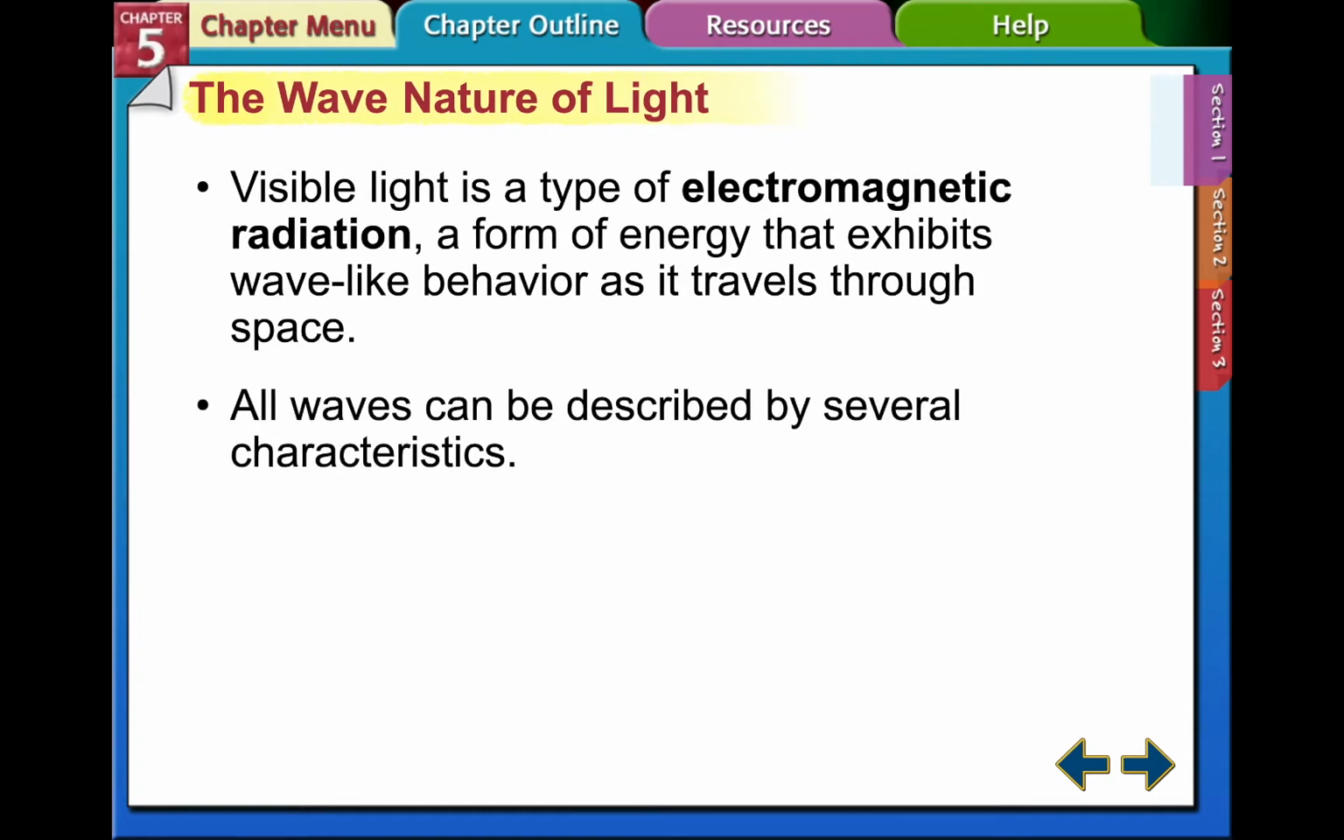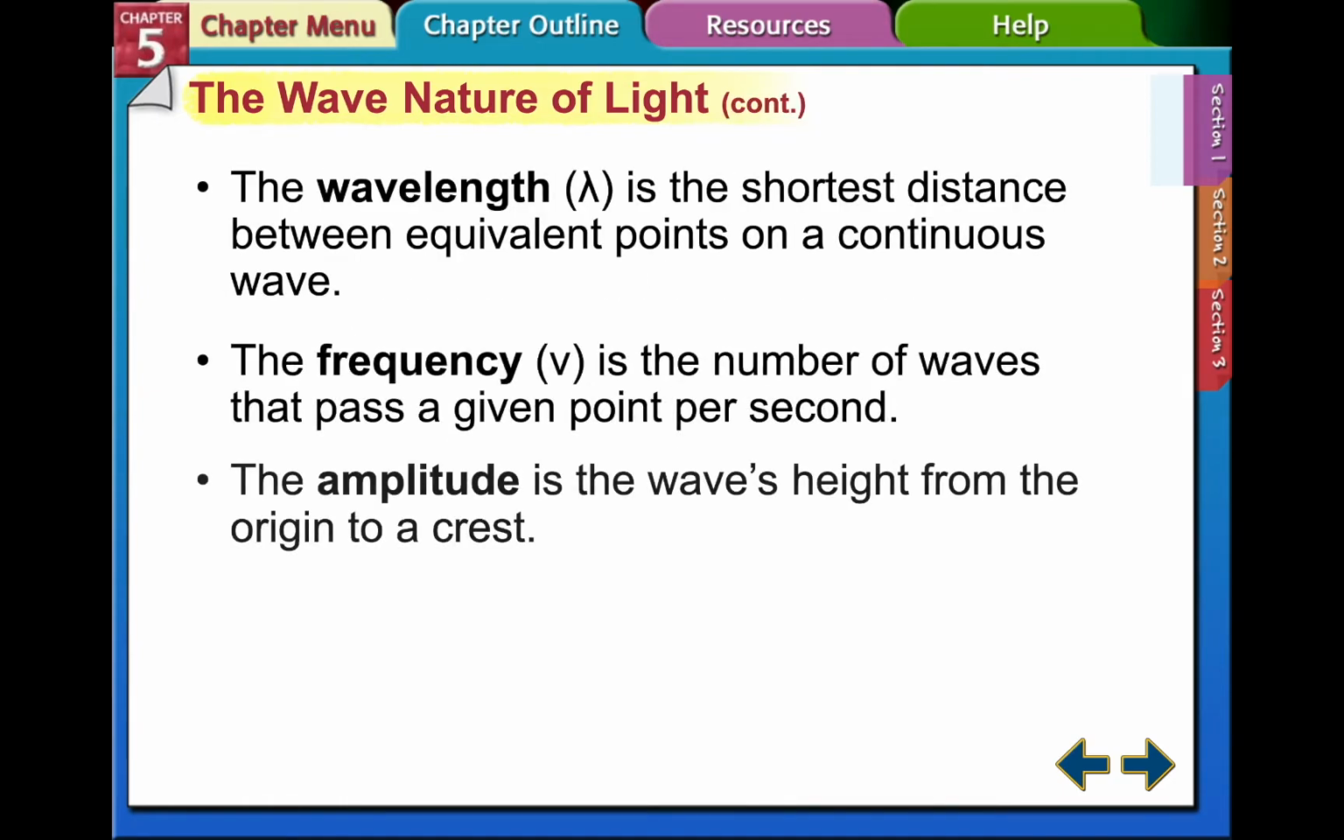Visible light is part of the electromagnetic radiation, part of our electromagnetic spectrum, because it exhibits wave-like behavior. We can use several characteristics to describe waves themselves. The first would be wavelength. We use this Greek letter lambda to represent that, and it is defined as the shortest distance between equivalent points on a wave.